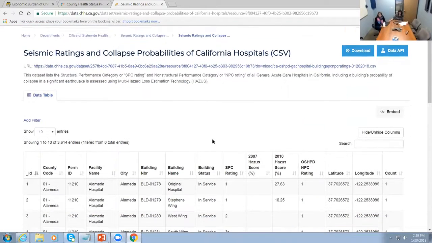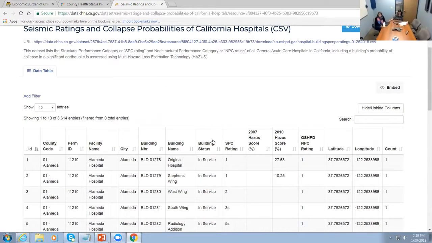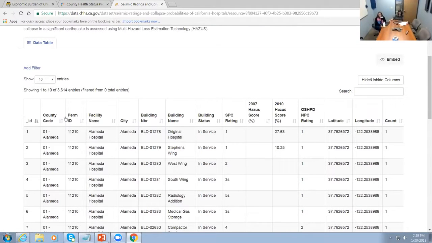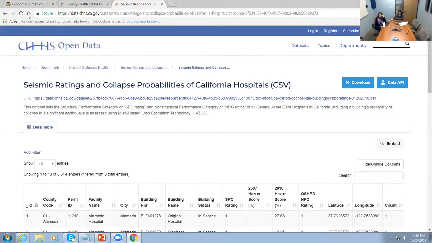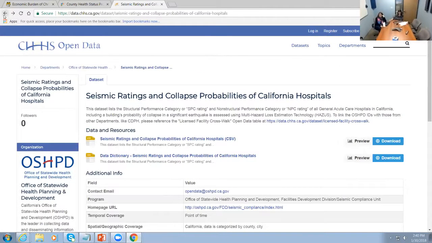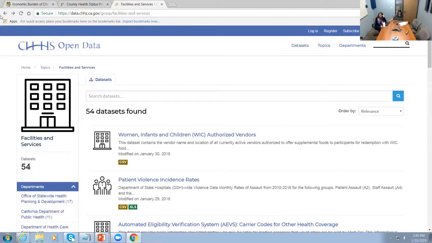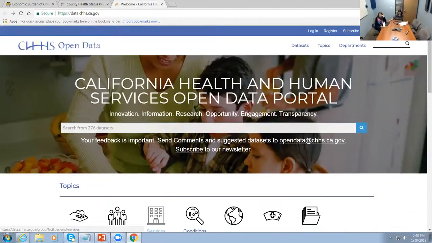This is what these are going to look like. You're going to be able to sort them here within your web browser. You can also download these data files into Excel and do some of your own data analysis. They're going to have county codes. So for this one, the facility name, the building name, SPC rating, the hazardous score, and the data dictionary will describe what all of these variables at the top are. I'm not going to get into this too much. There is a search function within this site that can be helpful if you're looking to search for a specific variable or data set. Search from 276, diabetes.